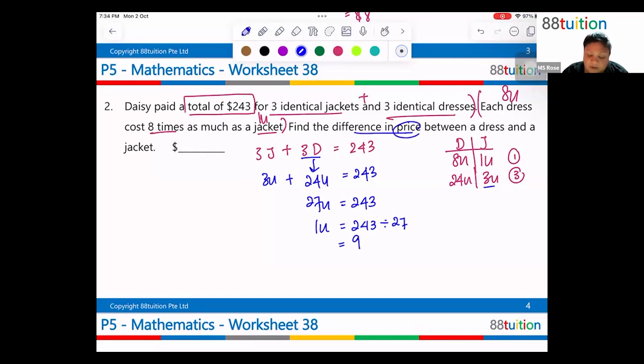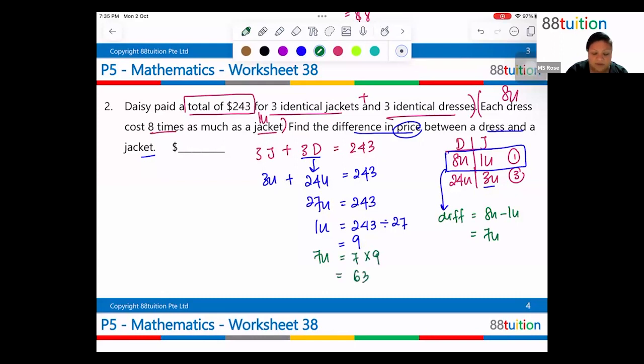Find the difference in price between the dress and the jacket. So what's the difference in the price? We look at one item. Difference is 8 units minus 1 unit. Thank you, Rachel, to give me 7. So what we want to find is 7 units. So that's 7 times 9 to give me $63. Okay? All right.